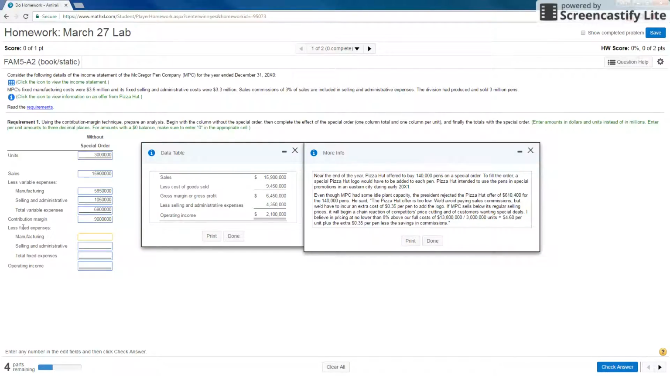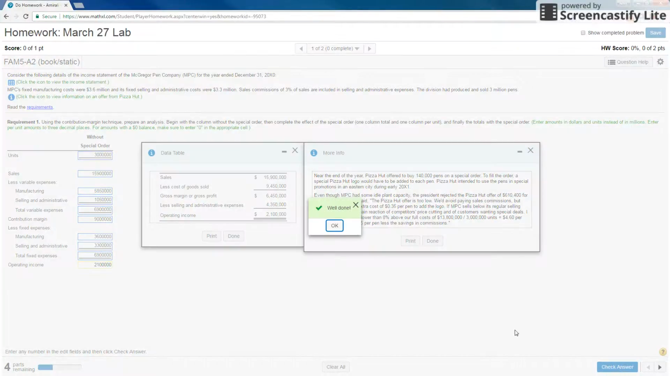Now it's the fixed expenses. We have the fixed expenses of 3,600,000 and 3,300,000. Our operating income will be this contribution margin minus the total fixed cost, which is 2,100,000. Let's hope that our answer is right.